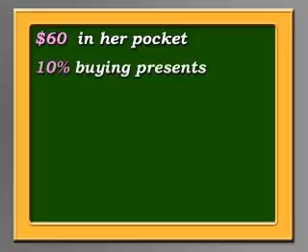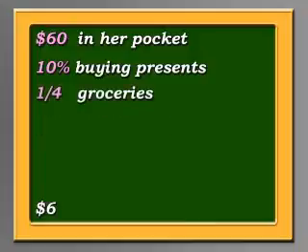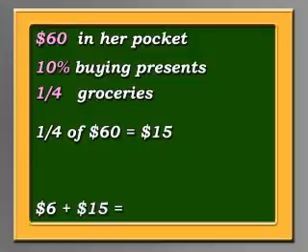She spent 10% of her original money buying presents. Well, 10% of 60 is how much? That's right, $6. She spent a quarter of her money on groceries. What's a quarter of 60? Well, a half is 30, so a quarter is 15. So she spent $15 on groceries and $6 on her grandchildren.